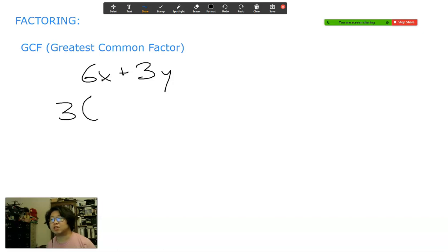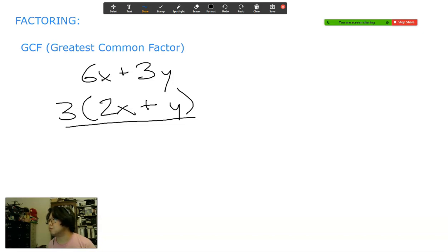And what I'm left with is what's multiplied by the 3 to get the 6x. That would be 2x, of course. And what's multiplied by the 3 to get the 3y, that would, of course, be your y. Okay? So that would be my completely factored. So when you take out greatest common factor, you're basically dividing your pieces by the common factor you are looking for. So let me give you a second example just so we can see it in action with variables perhaps. You will have to see those as well.